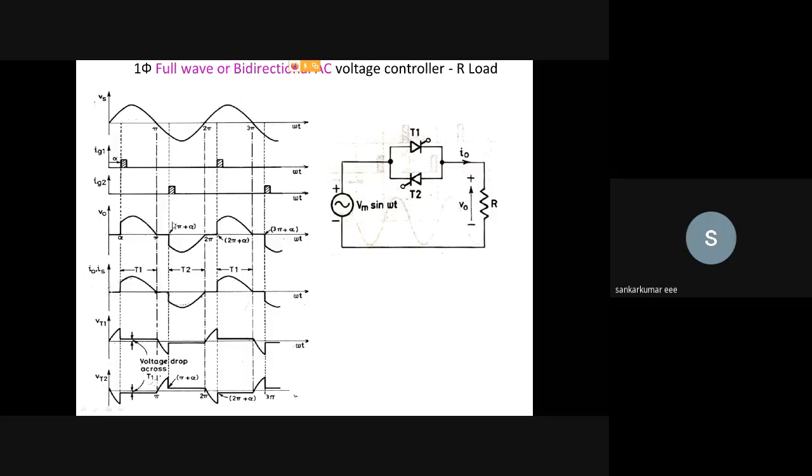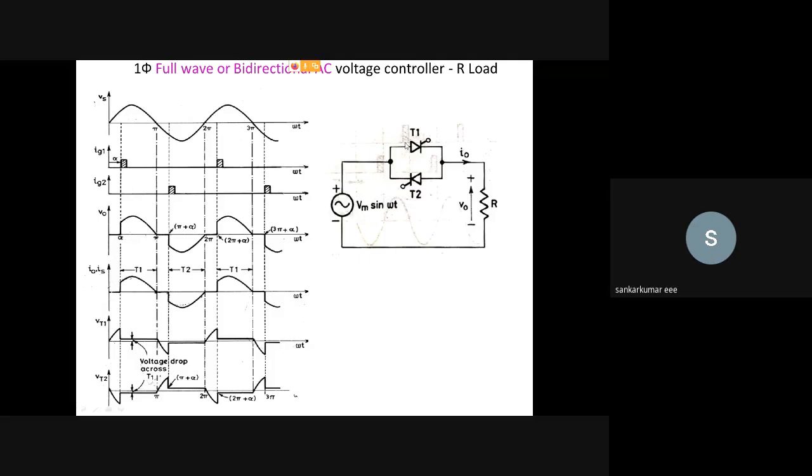For the resistive load, the output voltage and output current are in phase, so both will have the same waveform nature, but the magnitude alone will be different. The output voltage V naught has a maximum value of Vm, the input voltage peak, and the output current has the maximum value of Vm divided by R. Both I naught, the output current, and Is, the source current, will be the same.